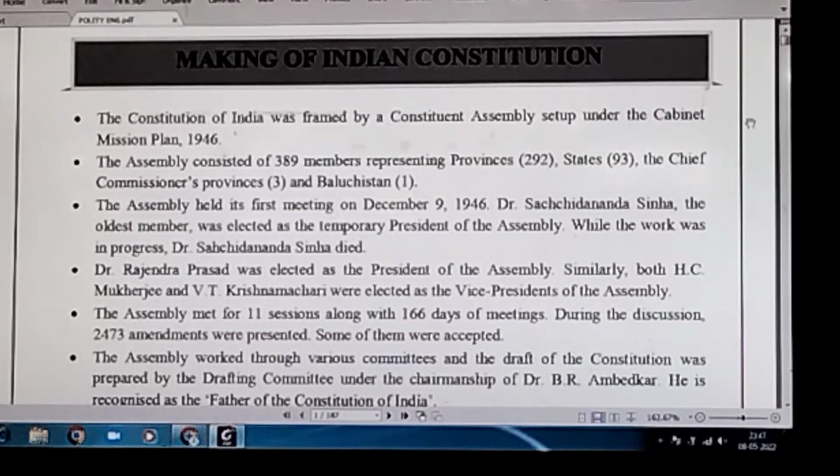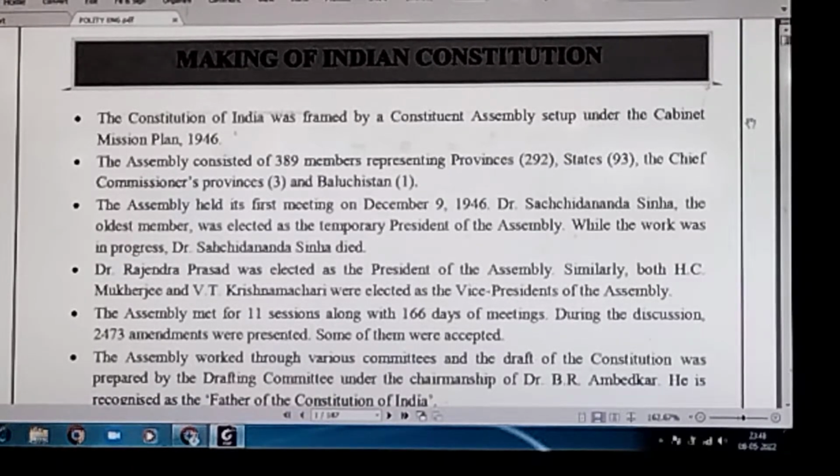Dr. Rajendra Prasad and H.C. Mukherjee were elected as the President and Vice President of the Assembly. Dr. Rajendra Prasad was elected as the President of the Assembly. Similarly, both H.C. Mukherjee and V.T. Krishnamachari were elected as the Vice Presidents of the Assembly. Sir B.N. Rau was appointed as the constitutional advisor to the Assembly.